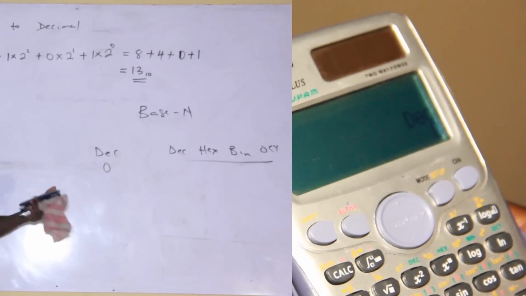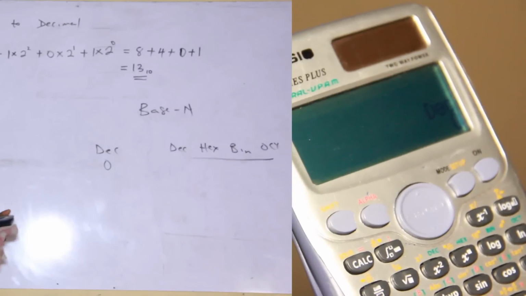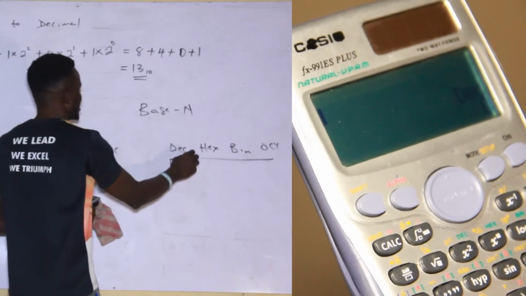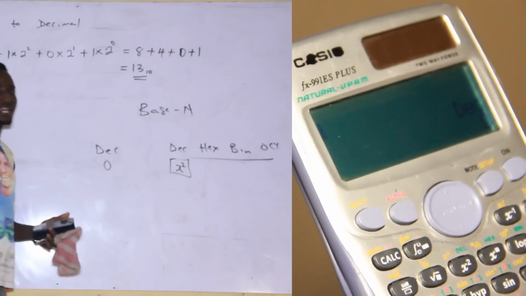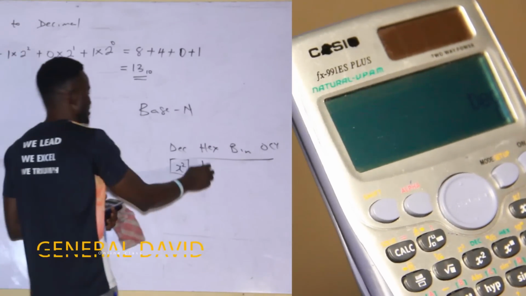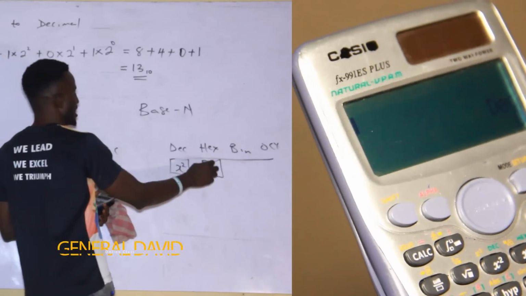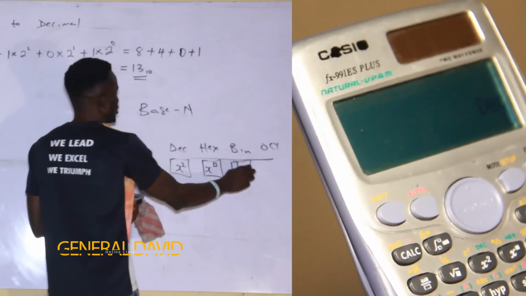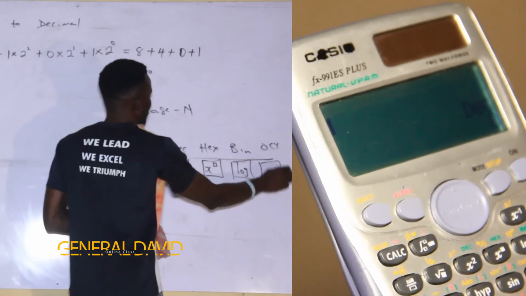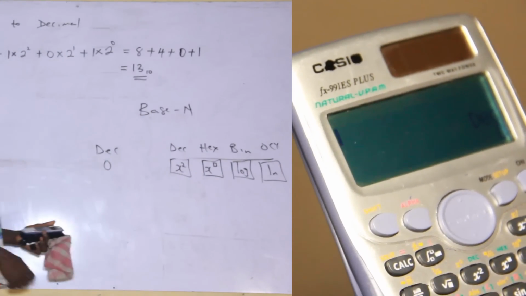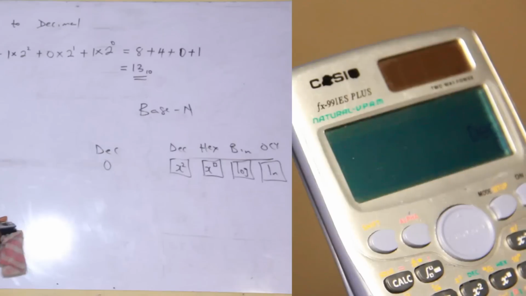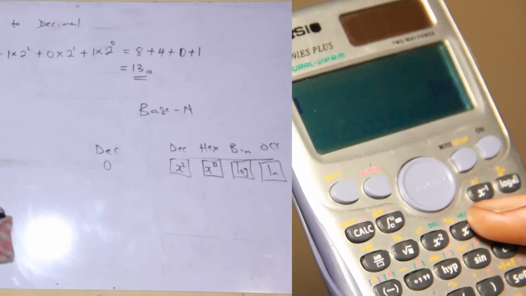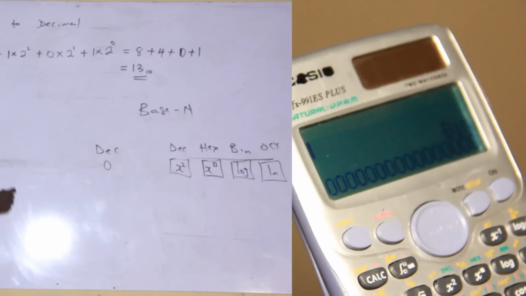Once you've taken your calculator to base n, then you just press the button. The button that has this dec is the one that has x to the power 2. The button that has this hex is the one with x raised to the power. The one that has this binary is the logarithm button. And the one that has this oct is the natural logarithm button, which is ln. So press the button for binary, that is your log. When you press it, you observe that it takes your calculator to binary.